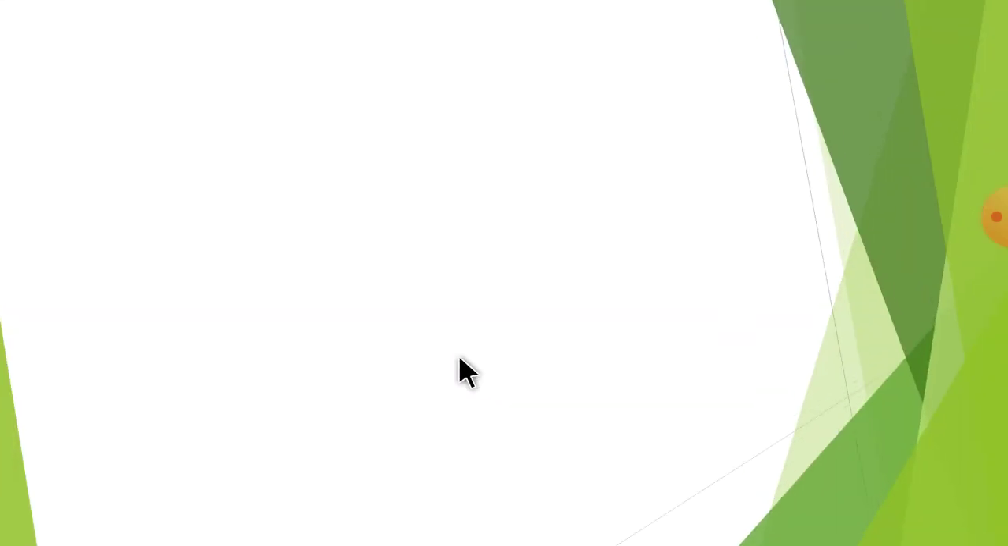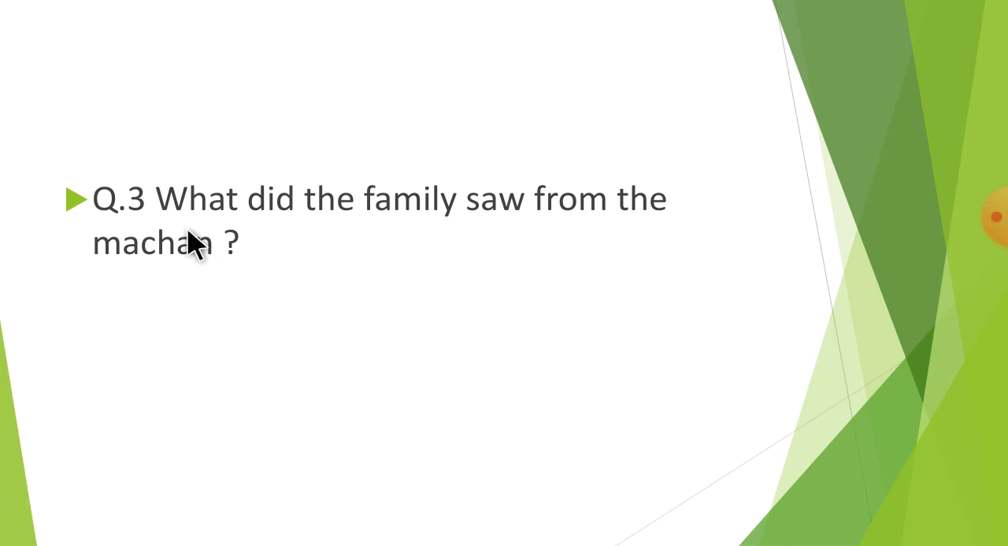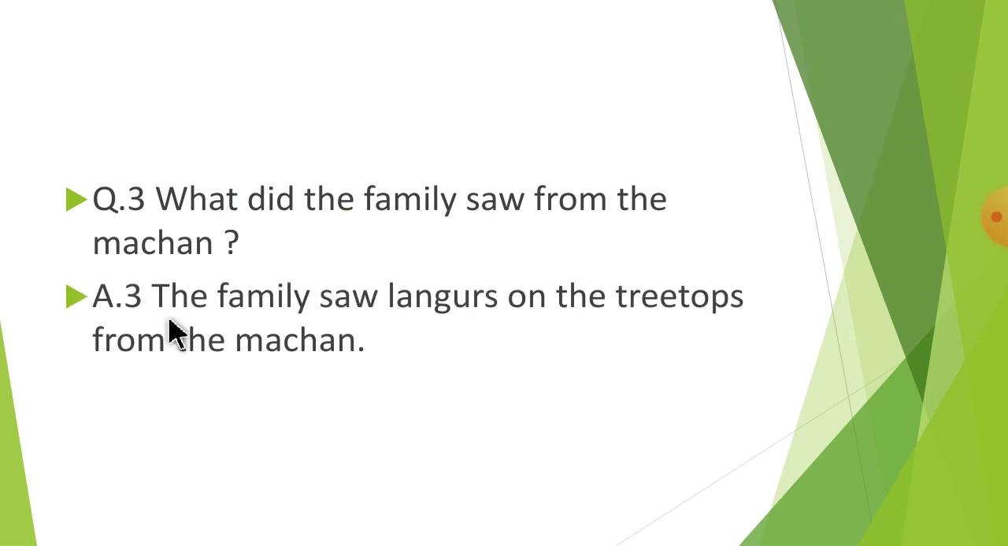Then question 3 is, what did the family saw from the macaque? Answer 3. The family saw langurs on the treetops from the macaque.